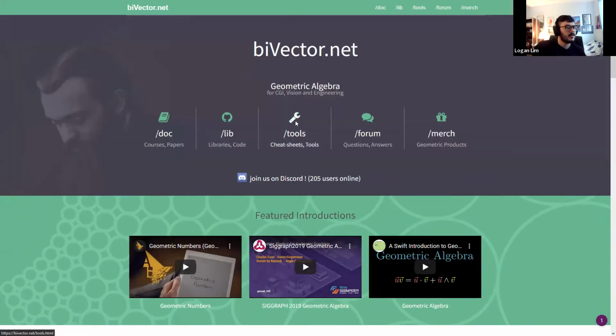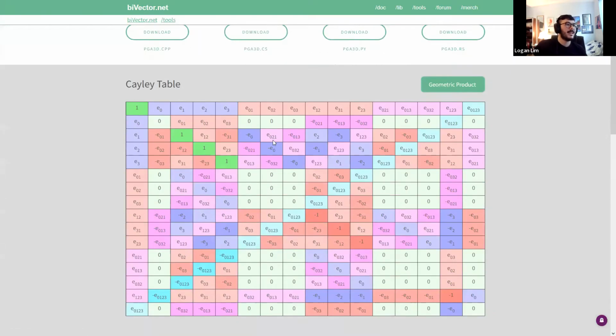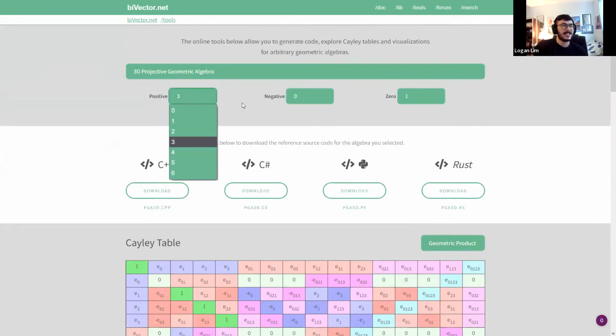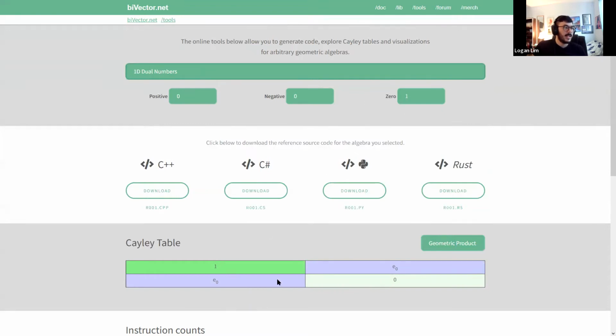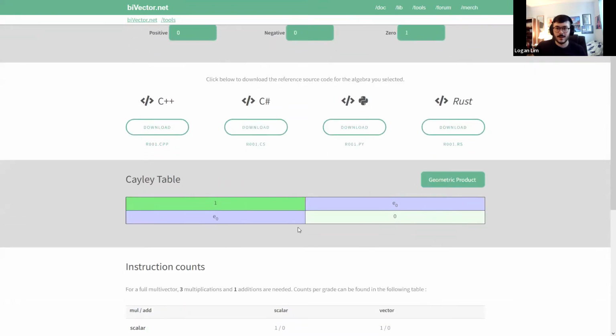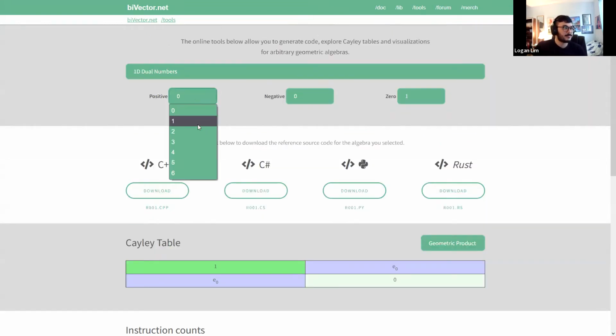Tools. Oh, yes. So you could actually type in a signature for the geometric algebra you want to generate, and it will generate code for you. So you don't even have to create all of those operations yourself. Say, for instance, this is 3D projective geometric algebra, 3 positive dimensions and 1 zero dimension. And I could choose the dual numbers, which is this. And it shows me the Cayley table of all of the elements as well, so we know how to connect them together.